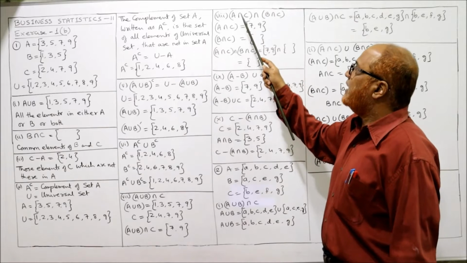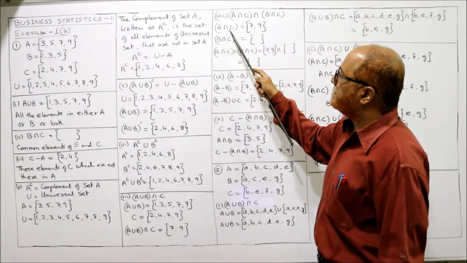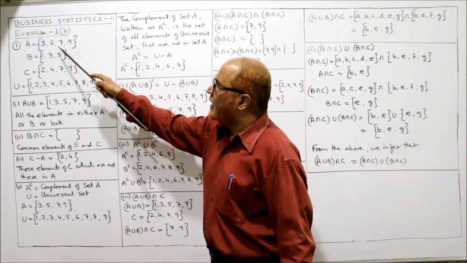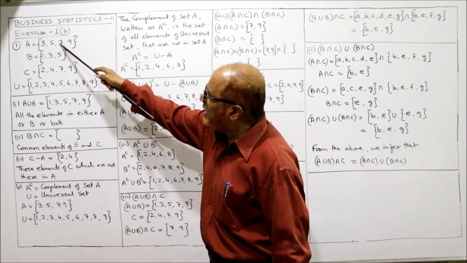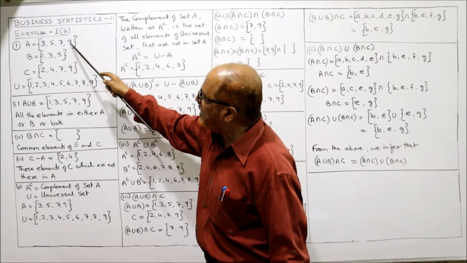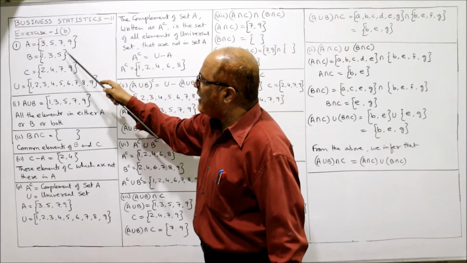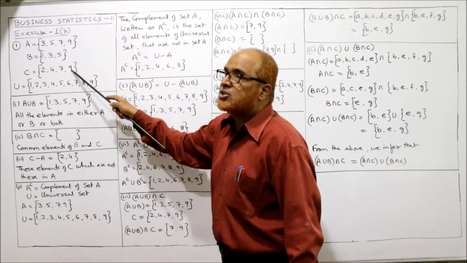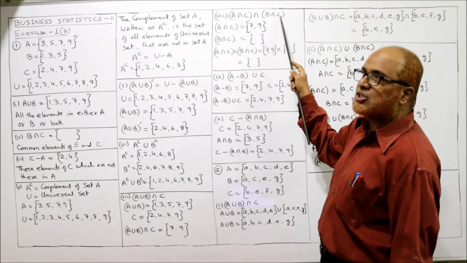So first we need A intersection C. What is A intersection C? Now see here, A and C. Intersection means common elements. So what is common in A and C? 7 and 9 are common. So we'll take 7, 9.